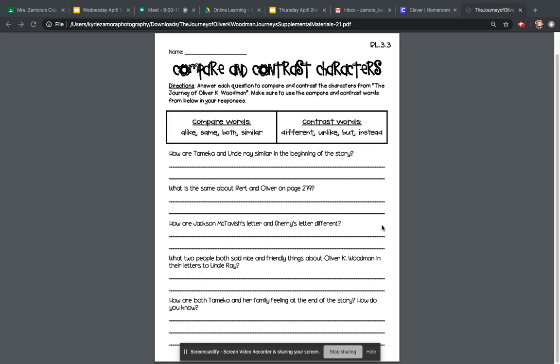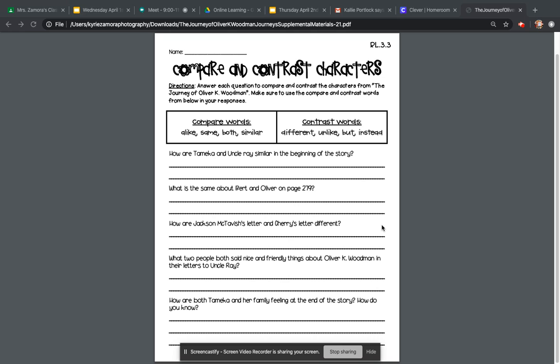Hey guys, today I'm going to have you compare and contrast characters from the story, The Journey of Oliver K. Woodman. It gives you page numbers on some of these questions. I do suggest you go back in your book and look these things up so that you are getting the correct answers or specific things that it's asking you for. That's going to be really helpful instead of just going off your memory sometimes.